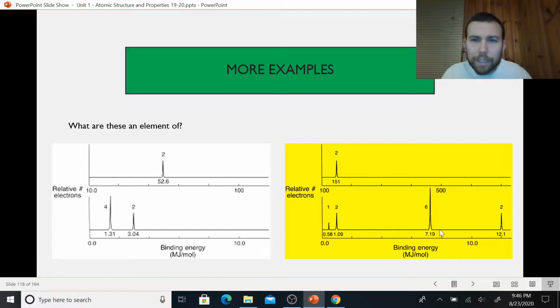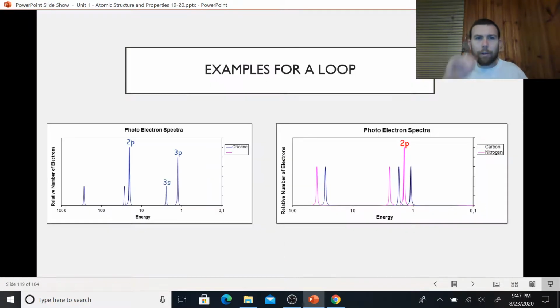Now, for each of the peaks, again, we find the highest energy peak, that's going to be our 1s sublevel. So this is our 1s, this is our 2s, this is our 2p, this is our 3s, and this is our 3p. So that's the electron configuration for aluminum. Pretty straightforward, I think.